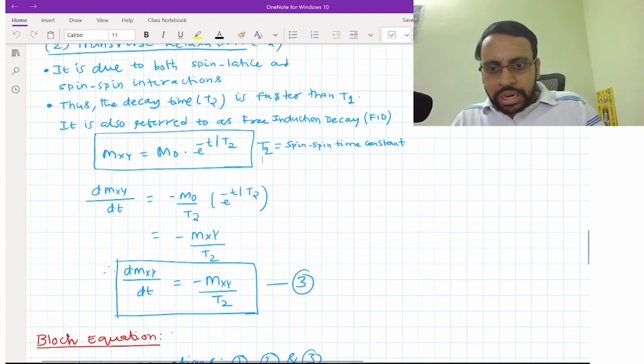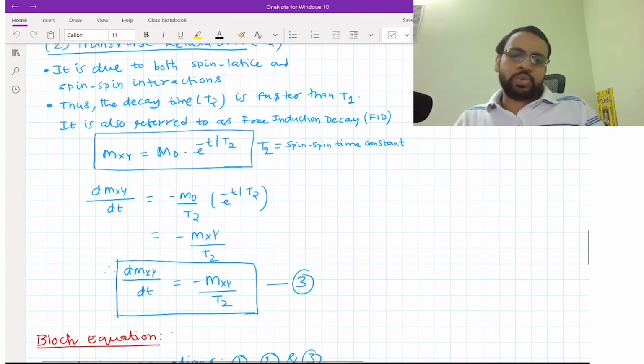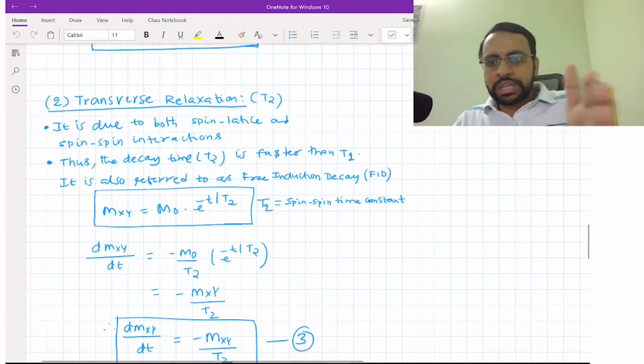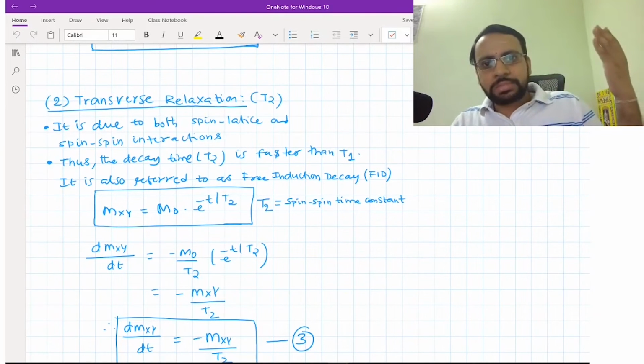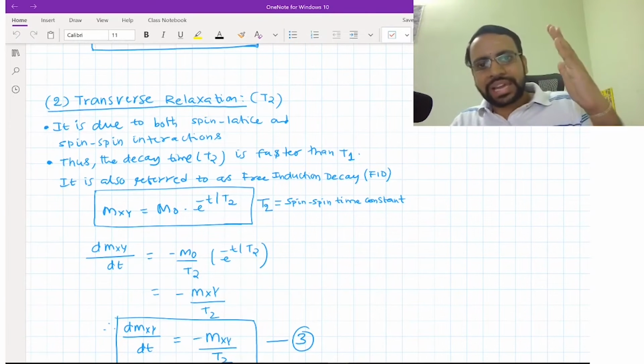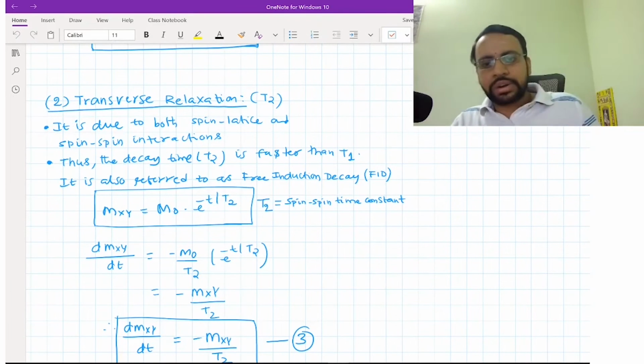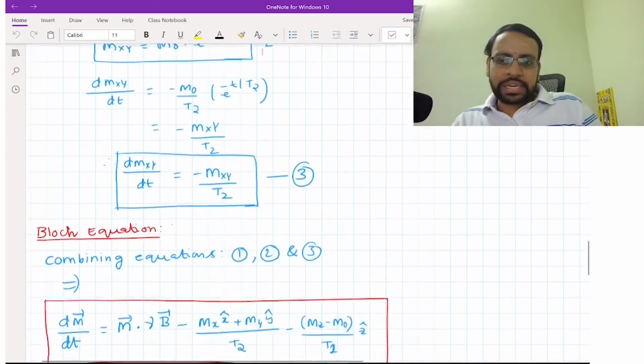So again you take a derivative of it, so that would give you dMxy/dt equal to minus Mxy by T2, right? So this would be in the order of milliseconds. On the other hand, T1 is much larger, so for it to relax and regain would take order of seconds, whereas T2 usually takes in the order of milliseconds.